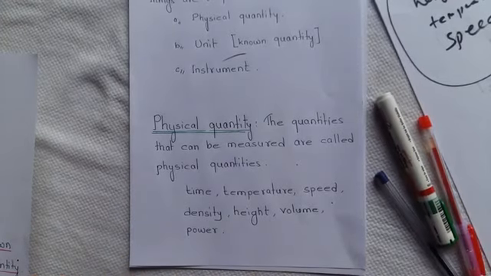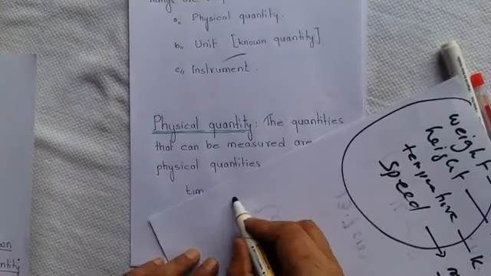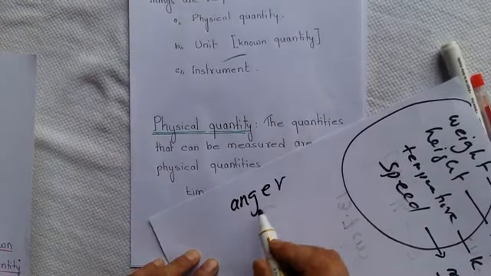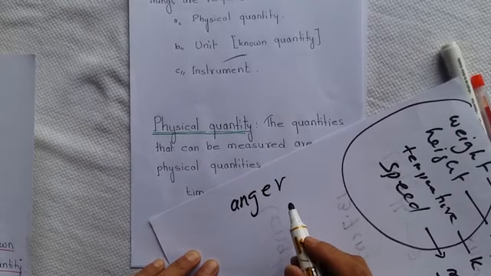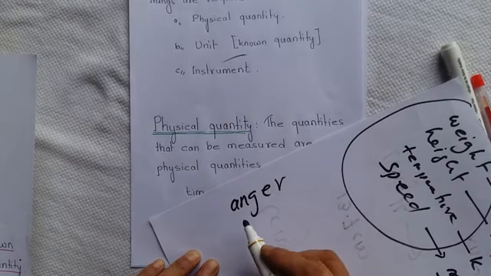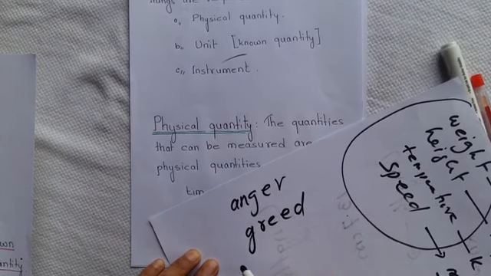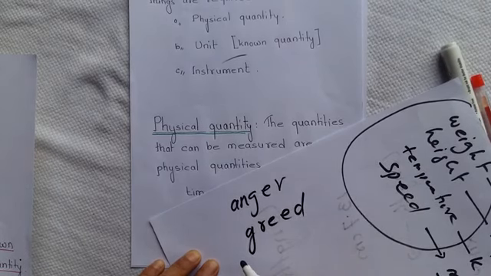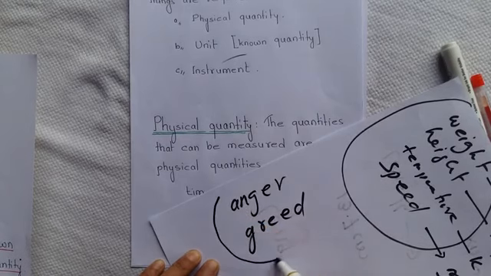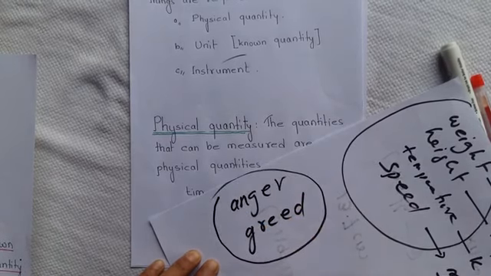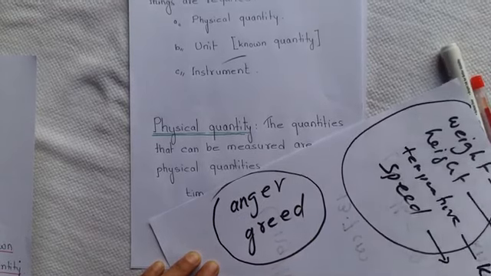What about the quantities like, there are some quantities that cannot be measured. Can we measure anger? No. Can you measure greed? No. The quantities that cannot be measured are called non-physical quantities. So these are non-physical quantities which cannot be measured.